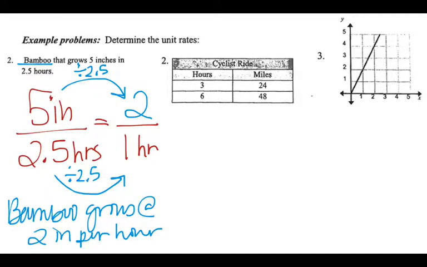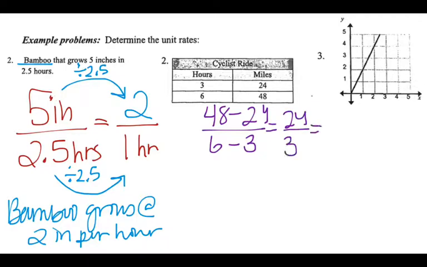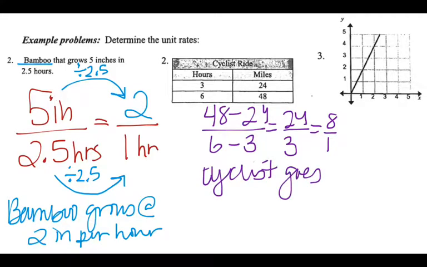That's my unit rate. Okay, for my cyclist here, I go 3 hours, 24 miles, 6 hours, 48 miles. You have a couple options. You could do the slope formula. I could say y2 minus y1 over x2 minus x1. And when I subtract, I get 24 over 3, which simplifies to 8 over 1. So my unit rate for the cyclist goes 8 miles per hour.